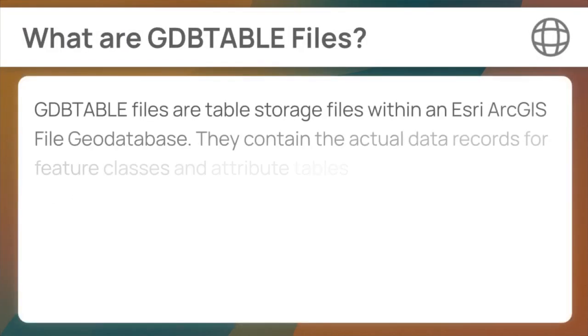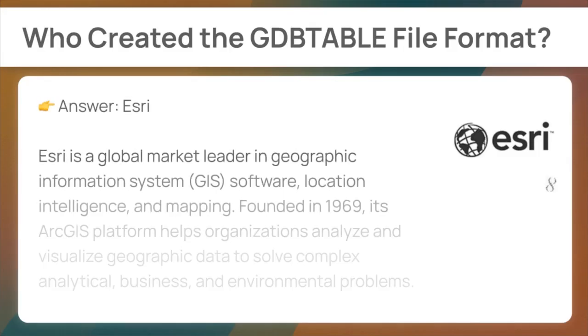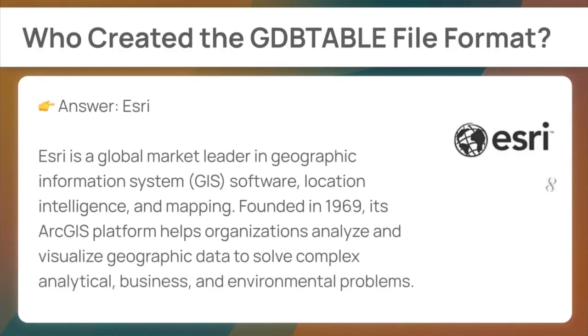GDBTABLE files are table storage files within an Esri ArcGIS File Geodatabase. They contain the actual data records for feature classes and attribute tables, including geometry data, attribute fields, and index information. Each GDBTABLE file represents one table in the geodatabase, accompanied by index and metadata companion files.